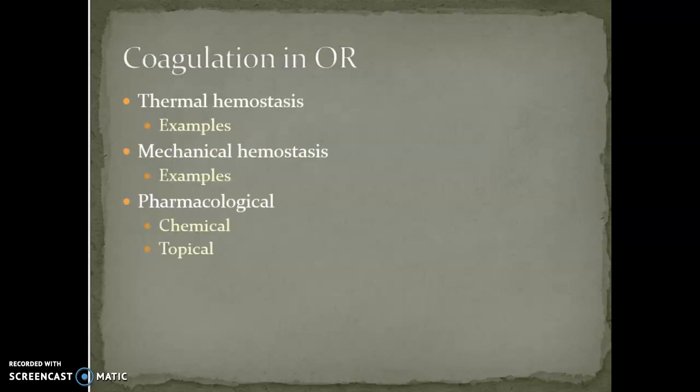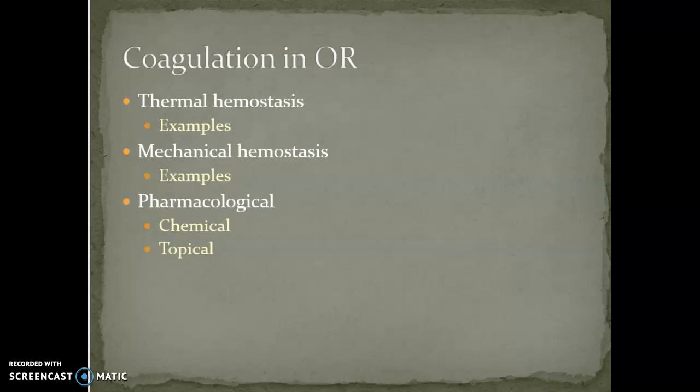Coagulation in the operating room. Thermal hemostasis. An example would be electrosurgery, monopolar and bipolar, argon, ultrasonic device, and laser. Mechanical hemostasis. Direct pressure, fabric pads, gauze pads, sponges, suture, staples, or ligating clips are examples.